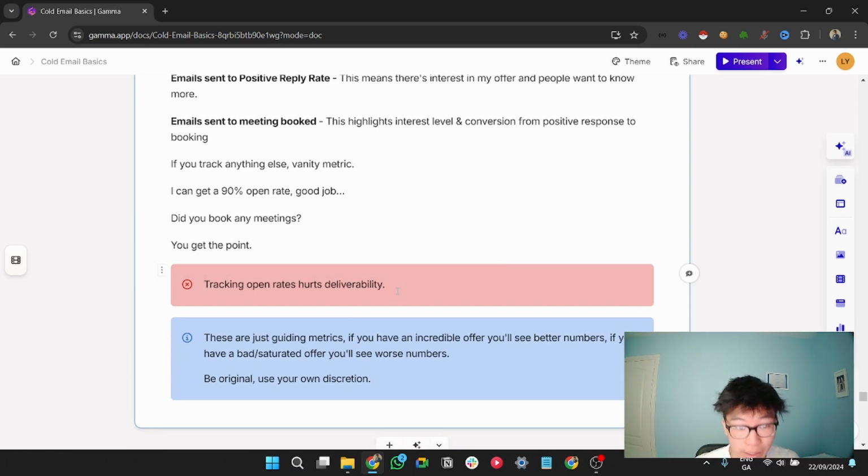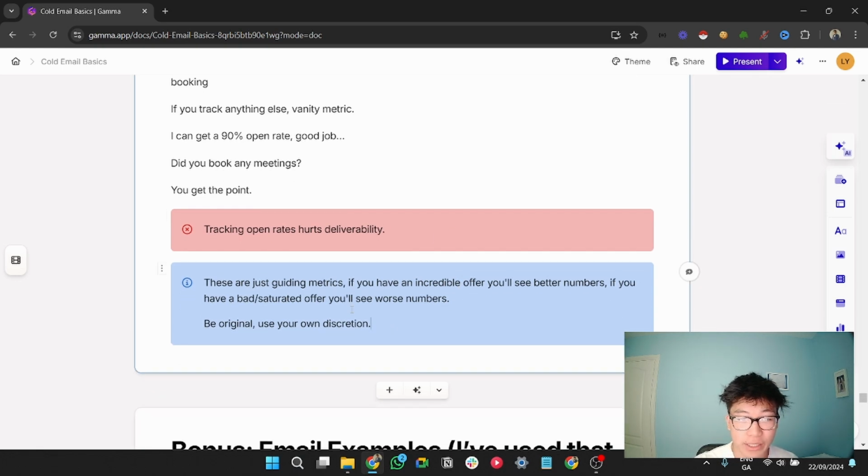It hurts deliverability. The reason is that when you send an email and you're tracking open rate, the way these softwares do it is they put a pixel, a piece of code, inside the email, and when it's opened by the recipient, it sends a signal back to the software. But Google and Microsoft can see that little pixel thing, and obviously when they see that, they're like, okay, this is just a tiny piece of code sitting inside this email. It just doesn't work like that.